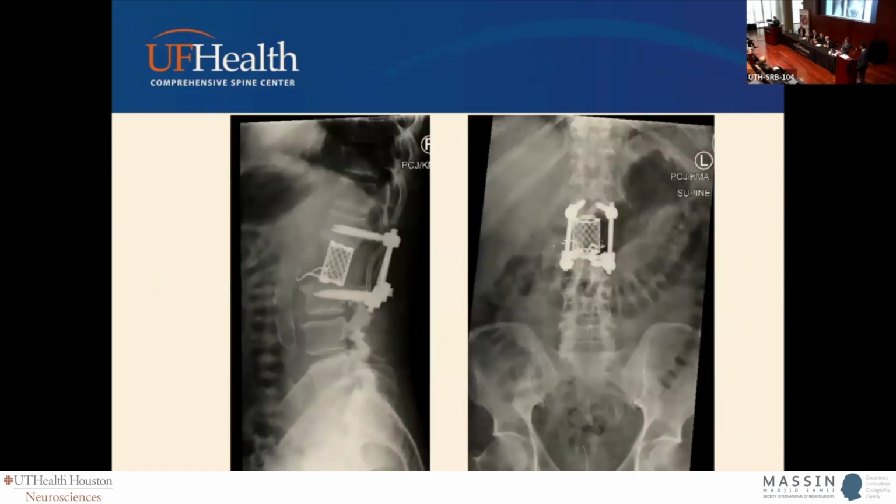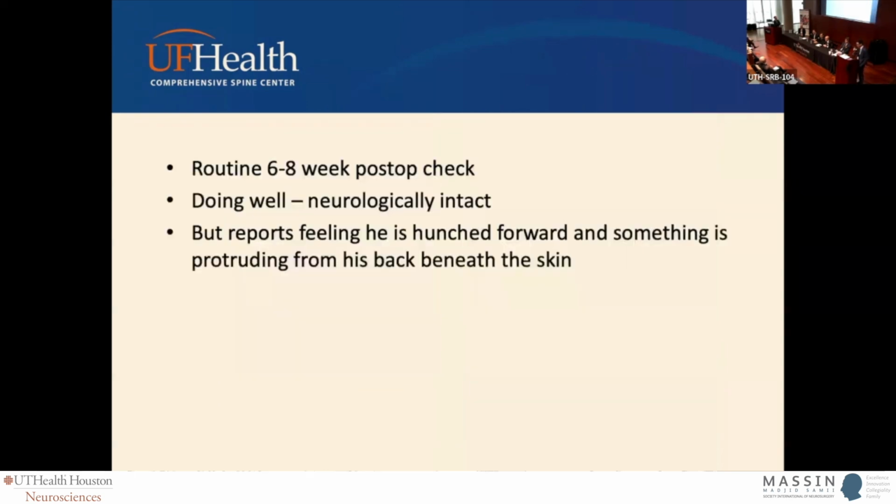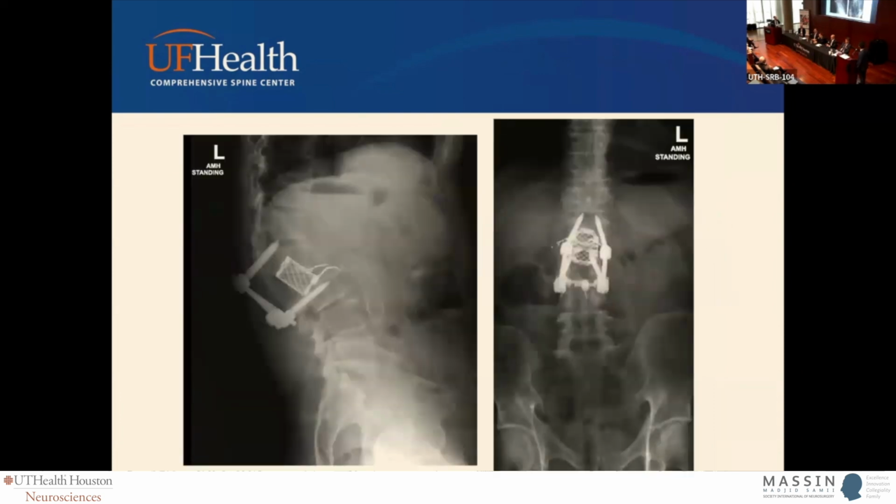This was his initial post-op X-ray, and for the moment, I lulled myself into thinking, okay, we did the oncologic operation, we reconstructed his spinal column. He's going to be so glad that I preserved motion segments, and I thought the X-ray looked actually at least better than what we had on intraoperative fluoro. So he comes back and sees me at a regular 6 to 8 week post-op check. He's doing well, he's neurologically intact, but he says, hey, I'm hunched forward, and I feel like something's sticking out of my back. This is what his X-ray looks like, right?